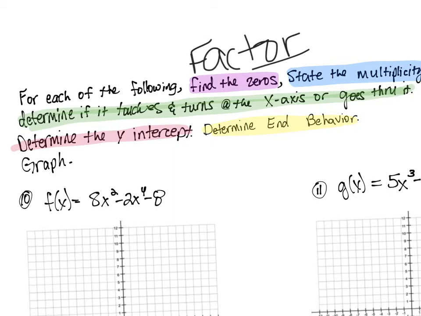You're going to state the multiplicity. You're going to determine if it touches and turns or if it goes through the point. You're going to tell me the y-intercept, and then you're going to graph it. Everybody's quiz has a question that asks for all of this stuff. There's 3 questions on the quiz. Not each one is right or wrong, and then you get one wrong and you get a 66. No, there's a million different pieces to each question, so don't freak out.